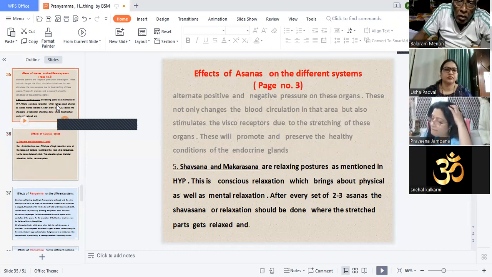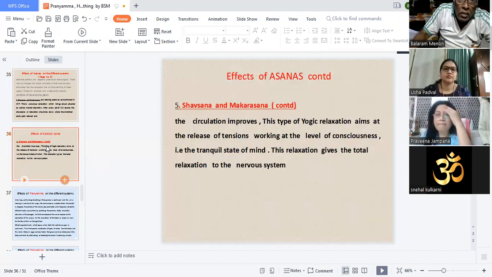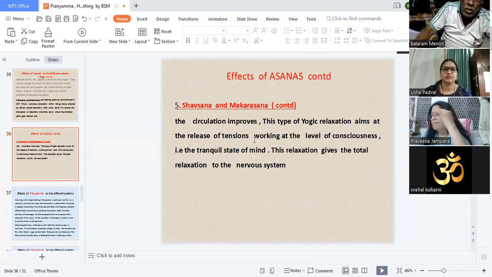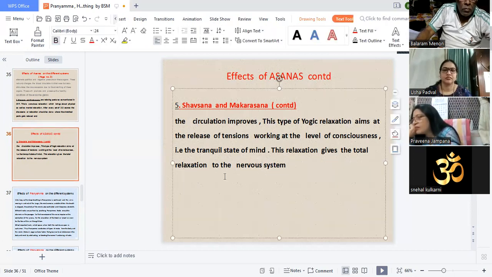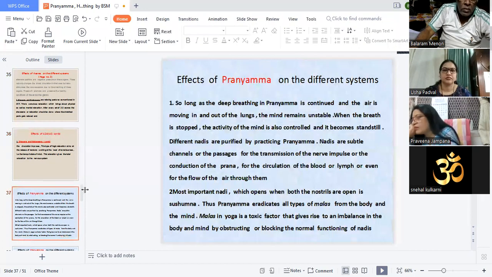Then when the stretch gets relaxed, circulation improves. This type of yogic relaxation aims at release of tension, working at a level of consciousness, with total relaxation to the nervous system. Effects of the pranayama on different systems.